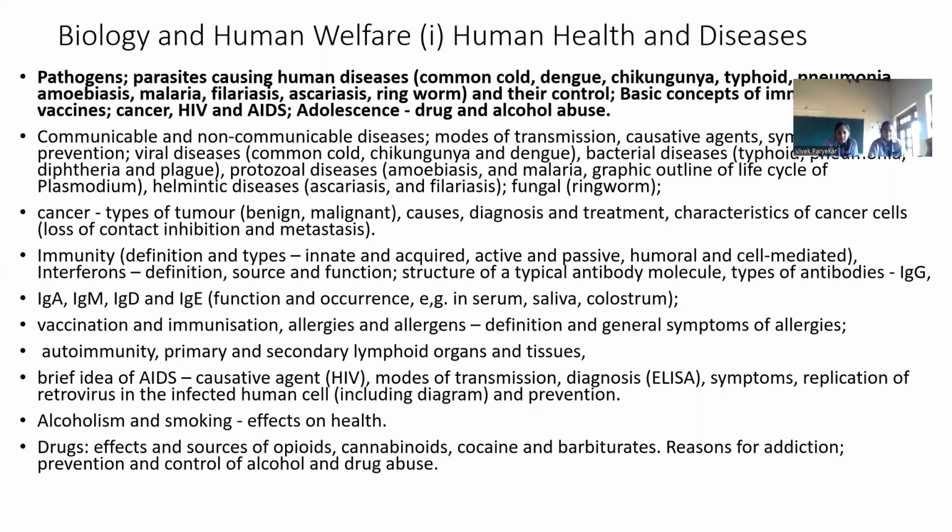Then immunity: acquired, passive, humoral, cell mediated. Then immunoglobulins, vaccine and immunization, AIDS, autoimmunity, then drugs and alcohol. Okay, so let's start with the first part. We have to directly start from communicable and non-communicable diseases.